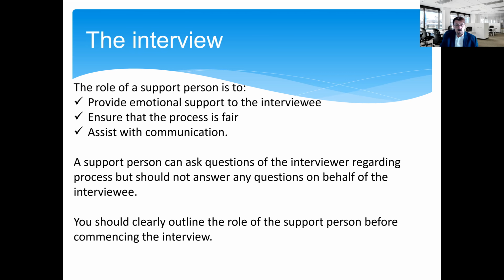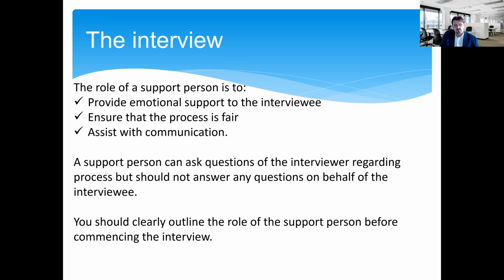I do allow support people some latitude, especially family members. I'll say, look, you've probably discussed this at length, so if your friend or your husband, wife, whatever it might be, is forgetting something, give them a nudge. Say, hey, don't forget to tell him about something, because the interview process can be quite nerve-wracking and people can forget things. I don't have a problem with that, so long as they don't overstep the line and start answering for them.